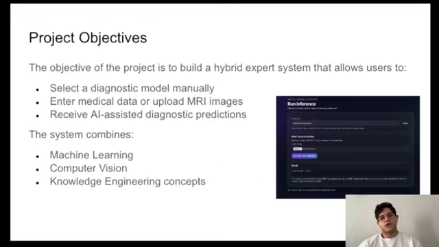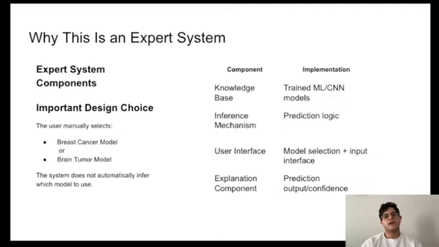So the objective was to create a hybrid system that allows the user to first pick a diagnostic model, whether it's the breast cancer detection or the brain cancer detection system. The user is able to enter some medical data or upload MRI images, and then receive AI-assisted diagnostic predictions. The system combines machine learning, computer vision, and general knowledge engineering concepts to bring our vision to real life. So why do we consider this an expert system?